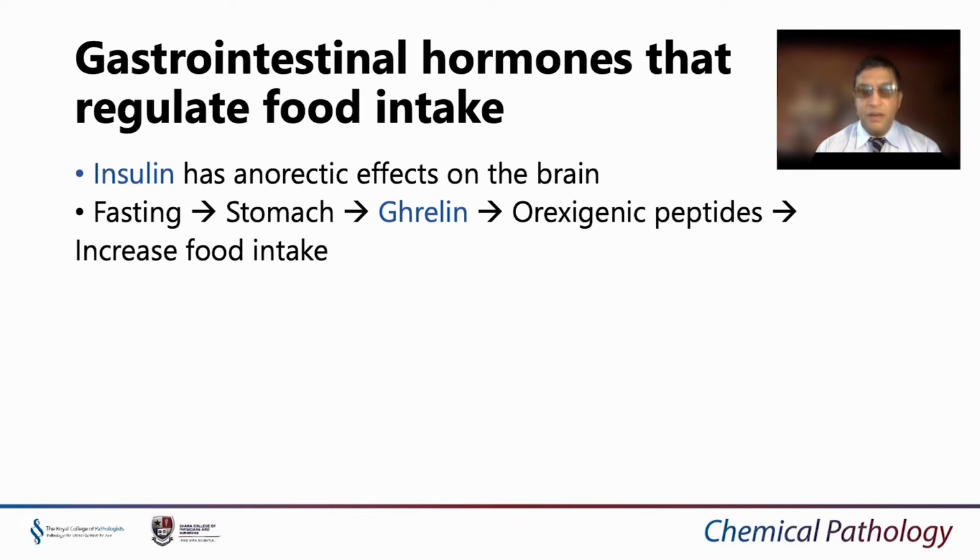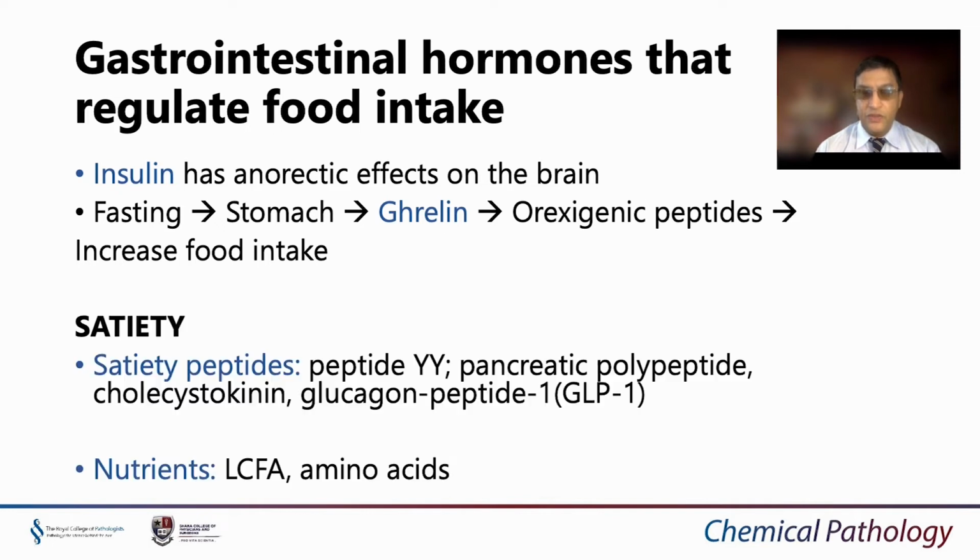The third arm of appetite control is via the gastrointestinal hormones. Insulin has anorectic effects on the brain. In addition, during the fasting state, the stomach produces ghrelin, and ghrelin increases food intake.